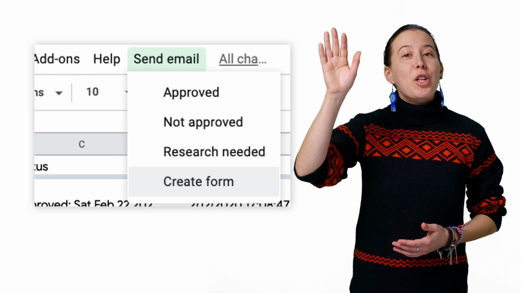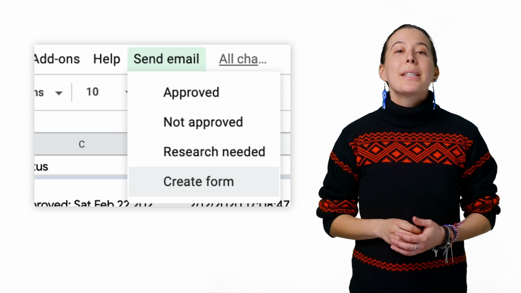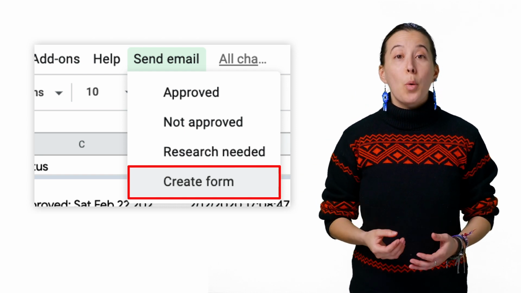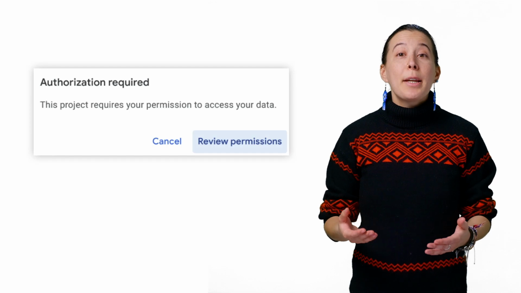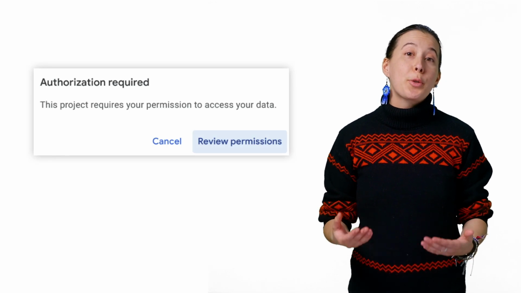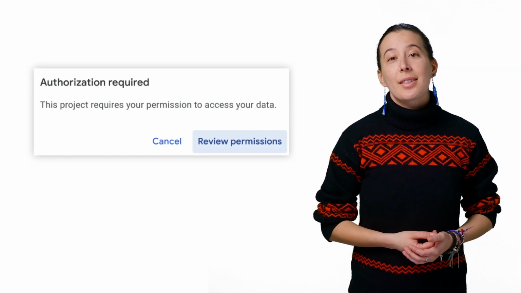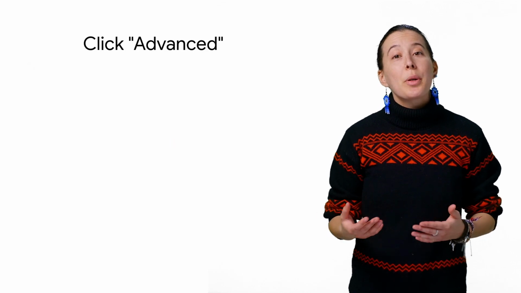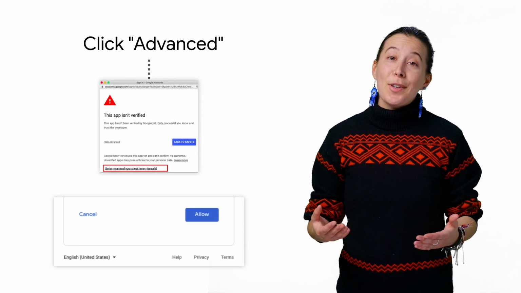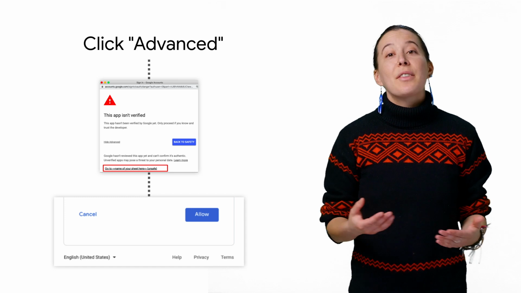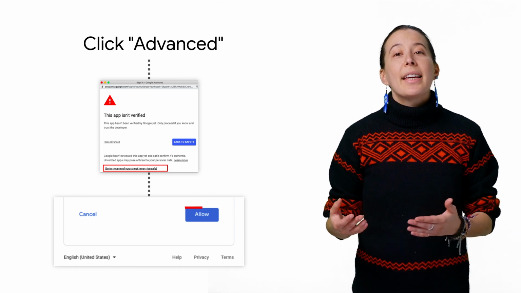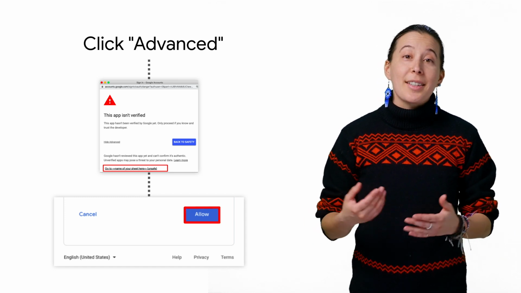From the top of your sheet, select the custom menu Send Email, Create Form. You are then prompted for permissions to run your script. Select Review Permissions. Note, if you encounter a warning page that says this app is not verified, proceed to click Advanced, Go To, and then Allow so that your script sends as you.